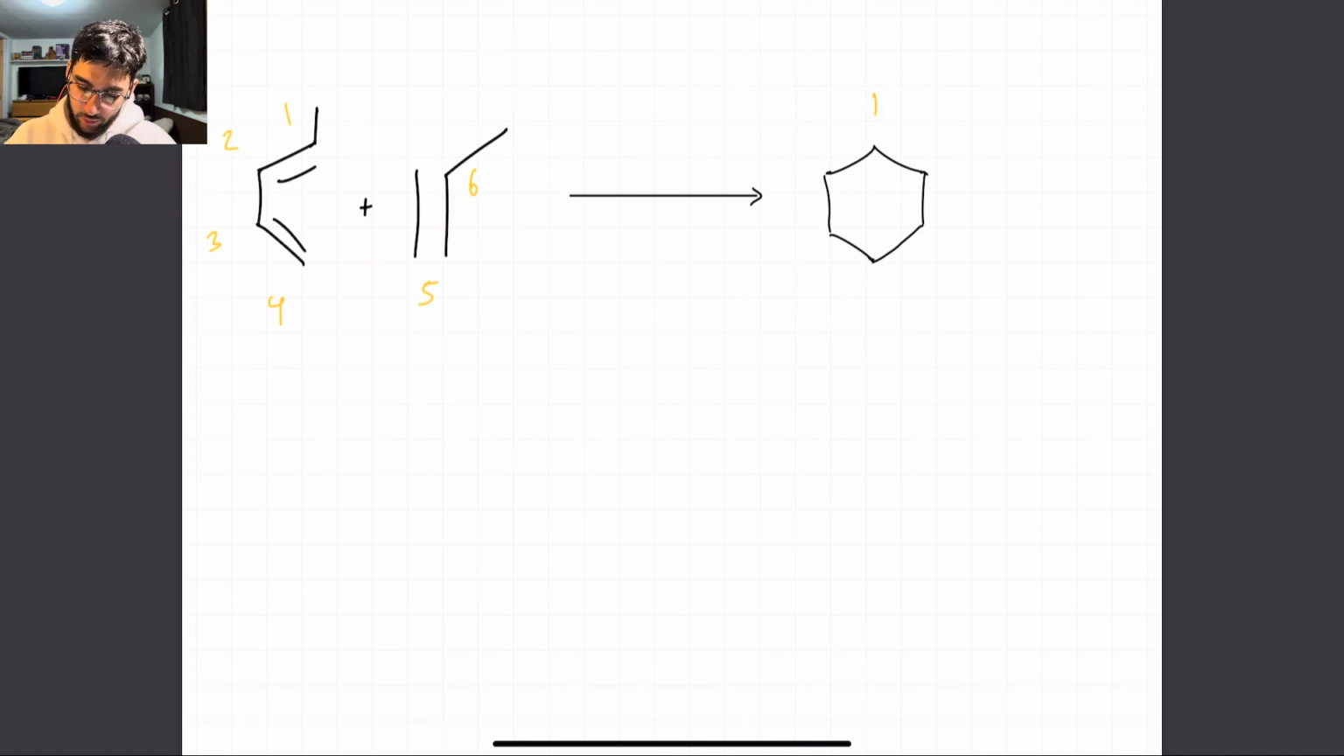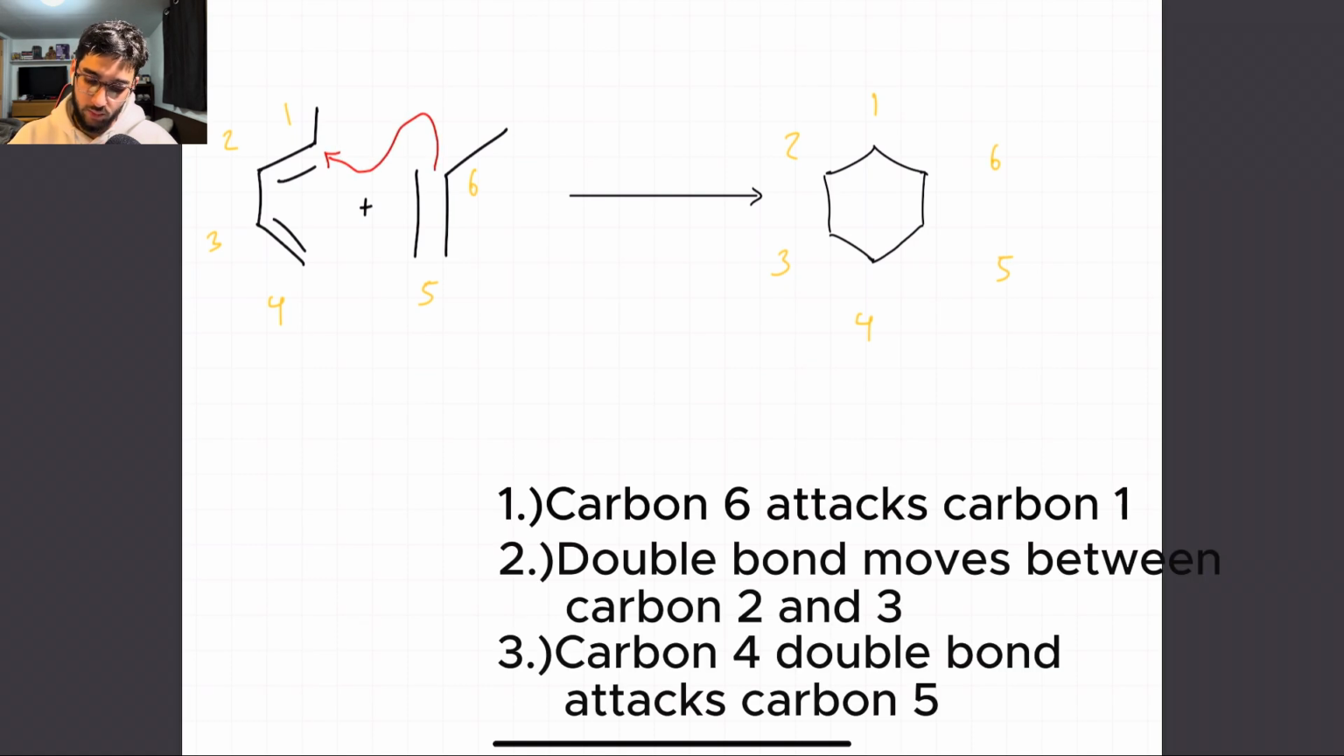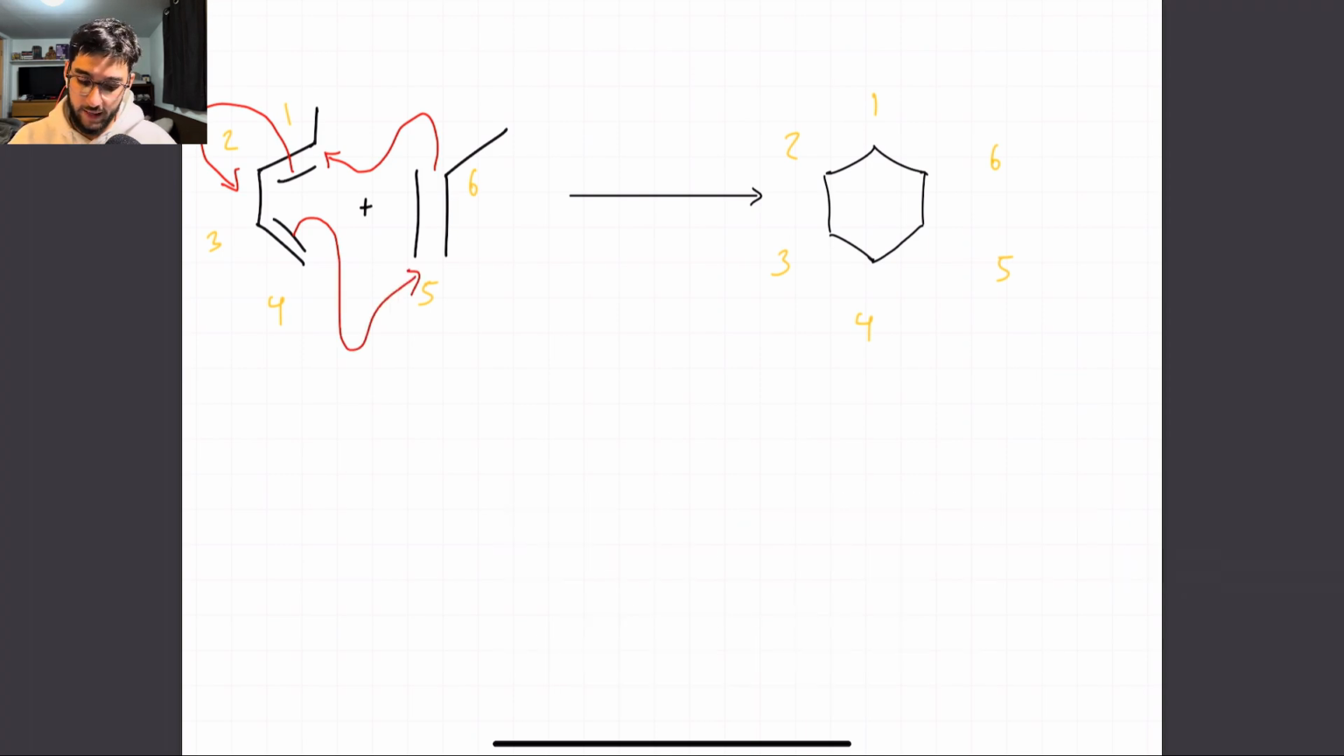Next, let's go in and number the ring as well, just to get that out the way. Okay, so similarly to the last one, we're going to go in and draw a mechanism now. So we always start with carbon 6 attacking carbon 1, pushing over this double bond between carbons 2 and 3, which causes this double bond on carbon 4 to attack carbon 5. So now let's see what happened with the reaction.